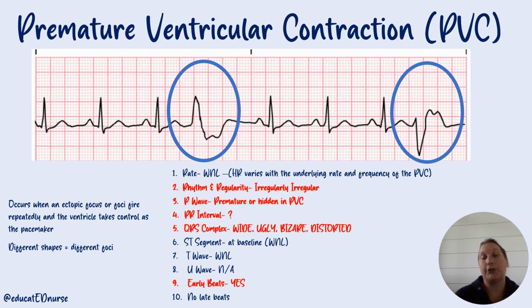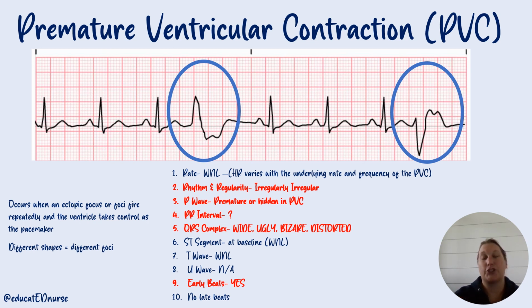The P wave on a QRS, we can't see. It's hidden or it's buried within the QRS, so we can't measure that. Because of that, and because there's no P wave, we can't measure the PR interval. The QRS, like I said, is ugly, wide, bizarre, distorted looking, and depending on if they look the same or if they're abnormal, it could be multiple sites.